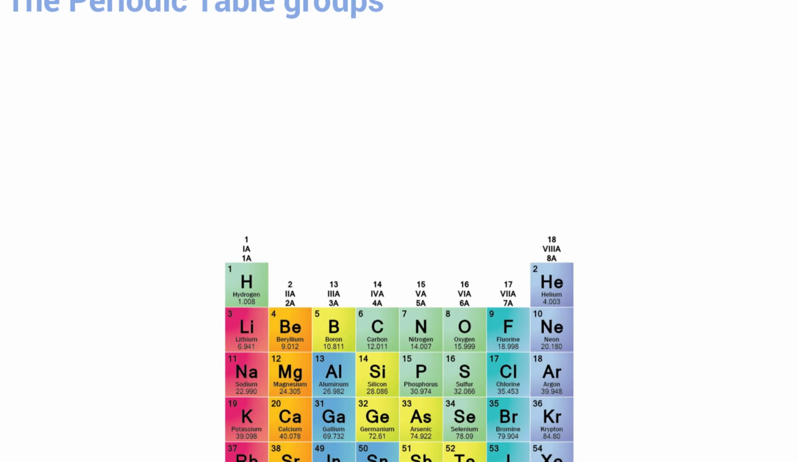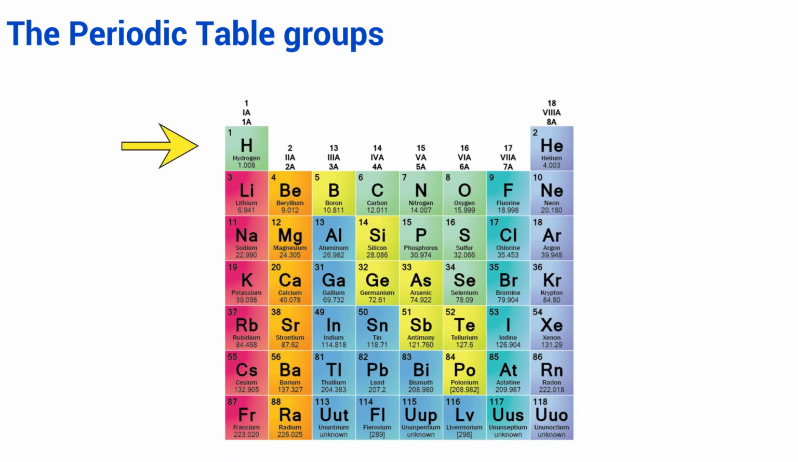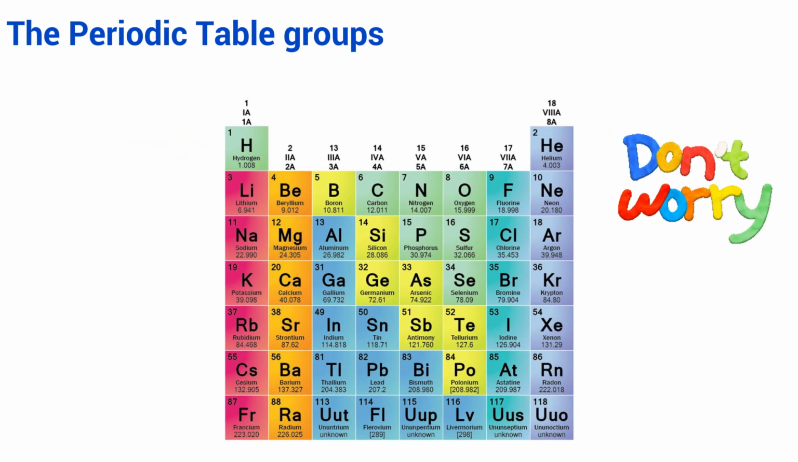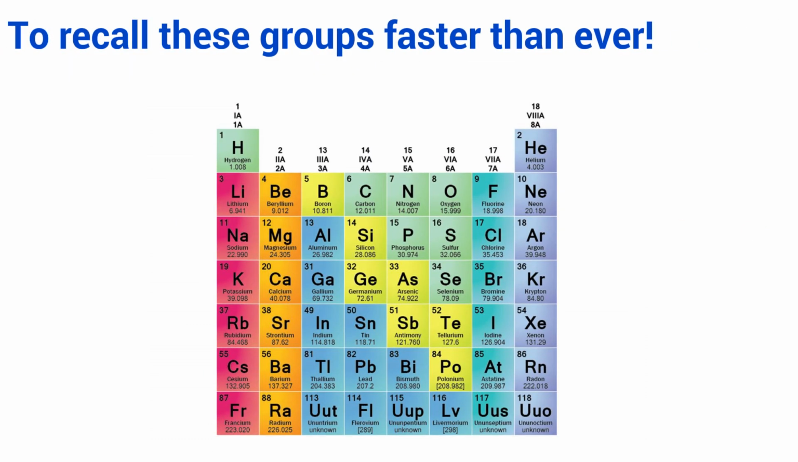Today, we're diving into some cool tricks and tips to memorize the periodic table groups from 1A to 8A. Don't worry, it's easier than it sounds. By the end of this video, you'll be able to recall these groups faster than ever.